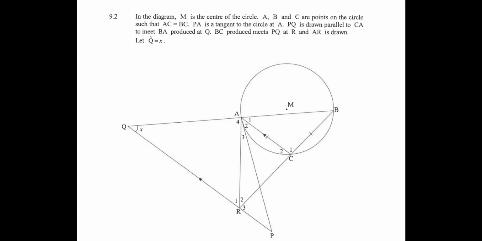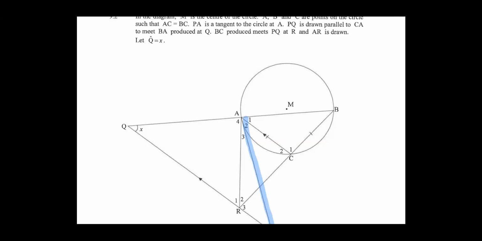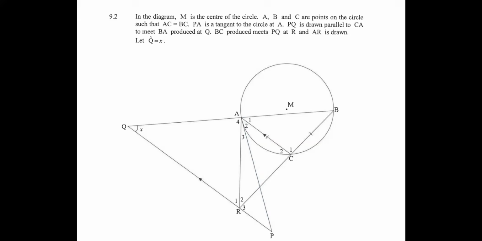Where's the tangent now again? AR, I think. Can we confirm that? No, PR. PA, sorry. PA is a tangent. Can I just highlight it? There we go. Okay, don't confuse that with AR. AR is not a tangent. It's PA, that's a tangent, or AP. Okay.